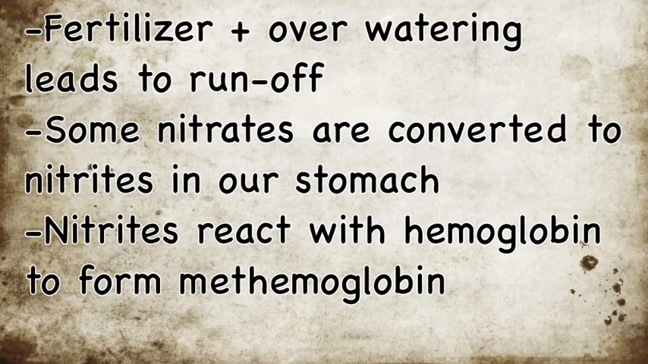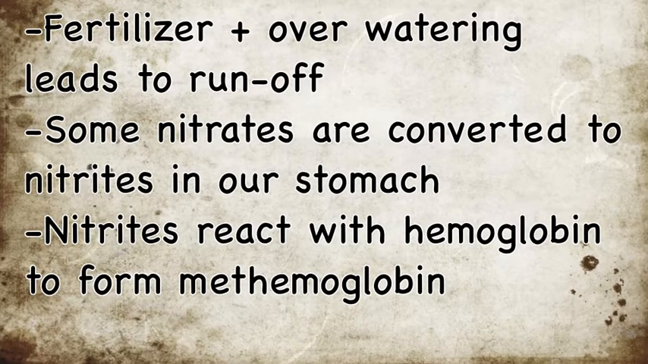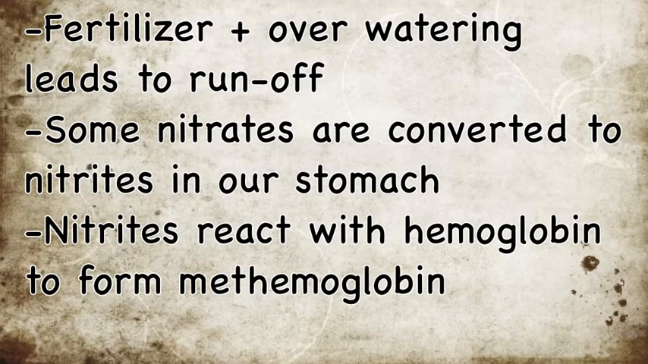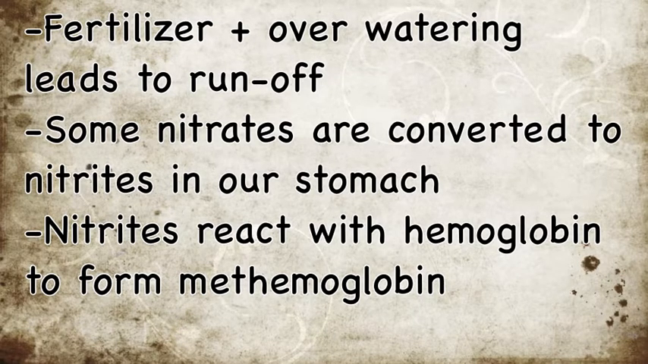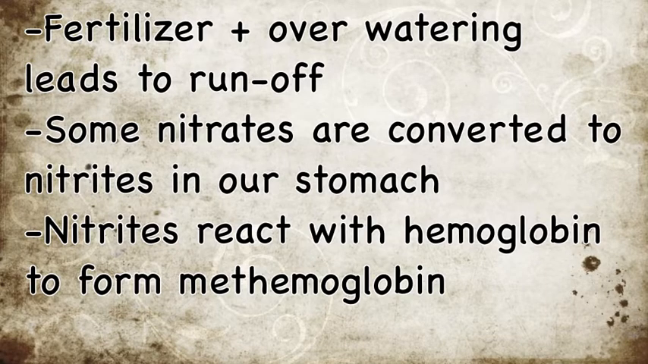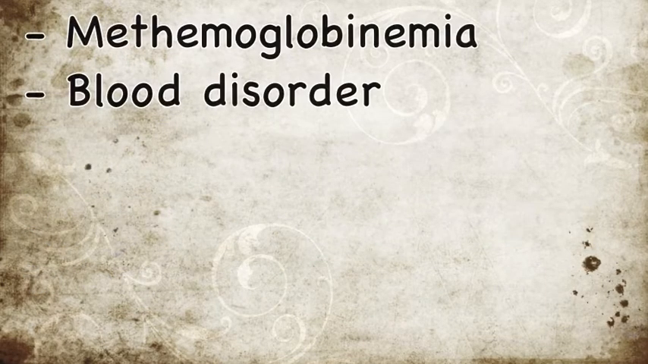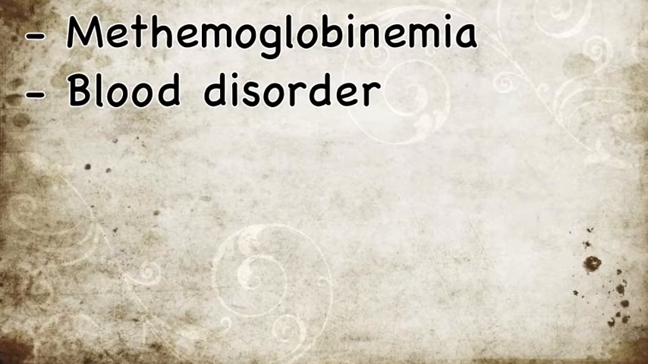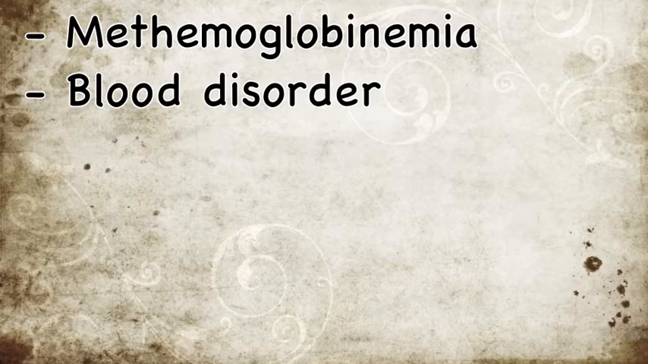So to recap what we've learned so far, fertilizer plus overwatering leads to runoff. Some of the nitrates in runoff are converted to nitrites when they enter our stomach. Nitrites react with hemoglobin, an oxygen-carrying protein in our blood, to form methemoglobin, a non-oxygen-carrying protein in our blood. Too much methemoglobin causes methemoglobinemia, a blood disorder in which the blood cannot carry oxygen to the various parts of our body.